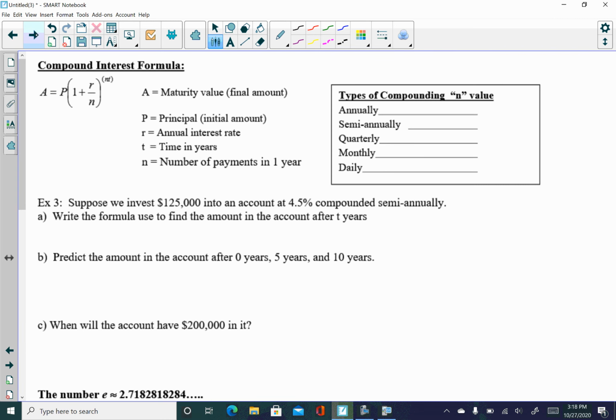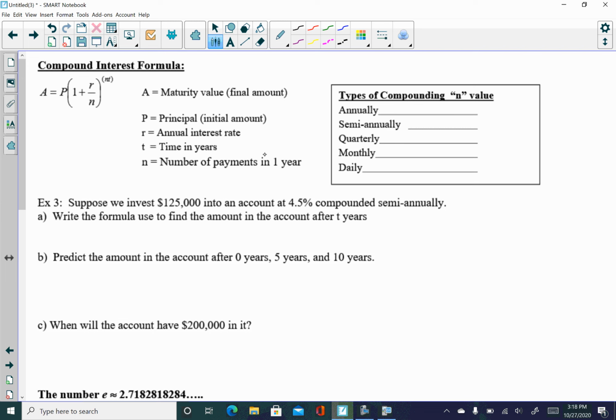Basically this page is just an application of exponential functions. So you can see here at the top your compound interest formula: A equals P(1 plus r over n) raised to the n times t. A stands for your final amount in your account. P is your principal, how much you initially put into the account. R is your interest rate. T is time in years, and n is the number of payments that you would get in a year. Essentially, it's the number of times that you're compounded.